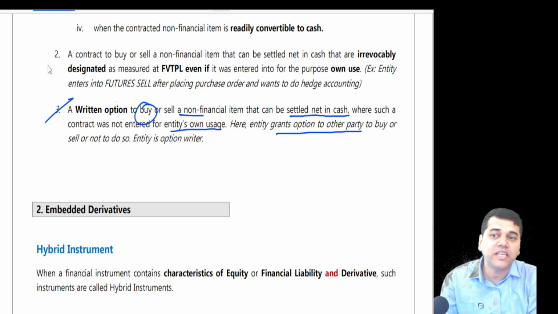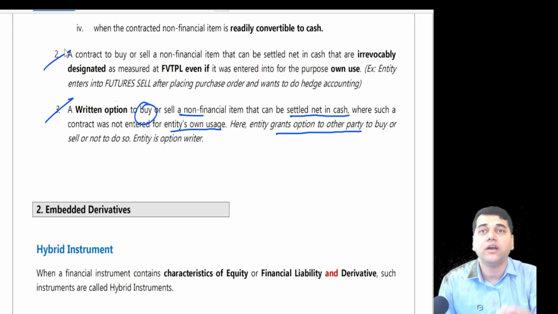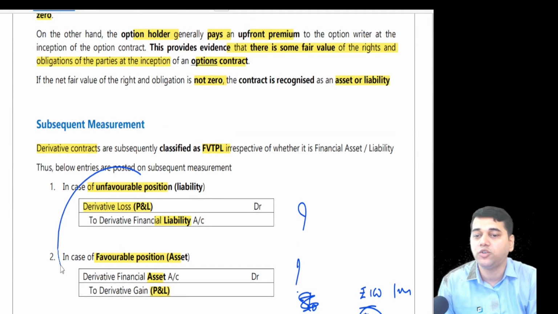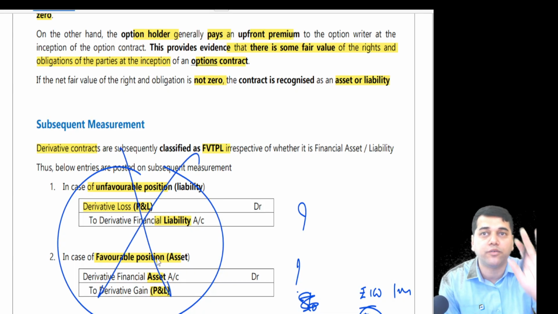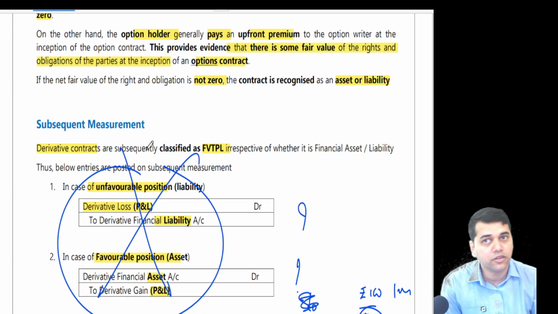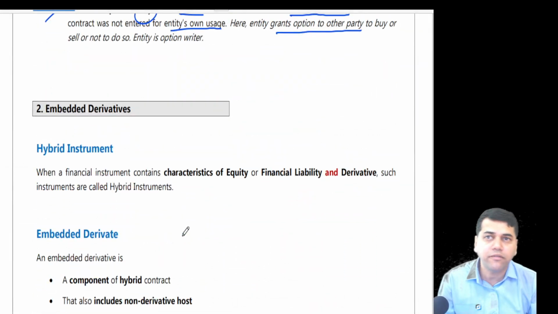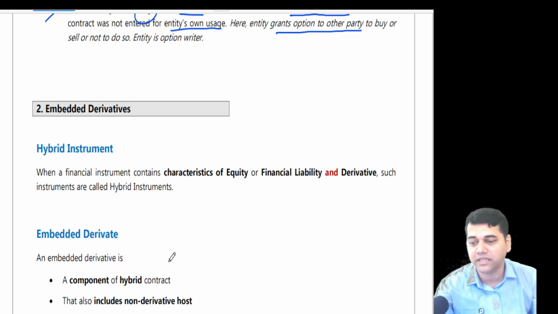So, if any one of these three conditions is fulfilled, even though an order is placed for your own use, you don't get that exemption. You have to pass one among the two entries. And if you claim own use exemption, you need not pass derivative accounting. Are you clear? Yes. Now, before we start with the embedded derivative, we will solve some problems on derivative so that you become strong and then you understand what is embedded derivative, because there are theoretical things involved here.